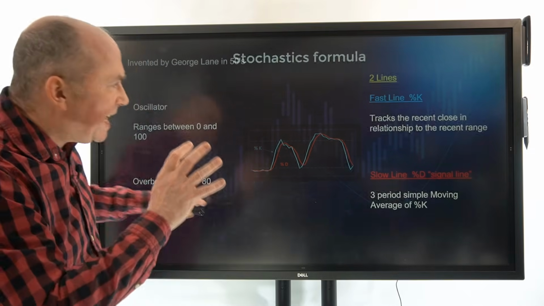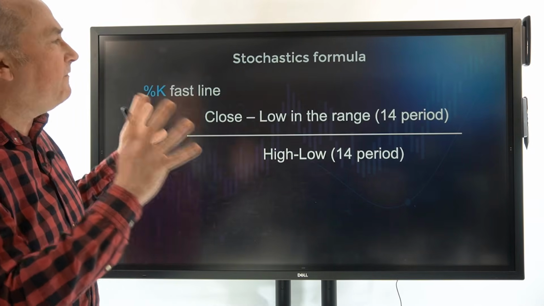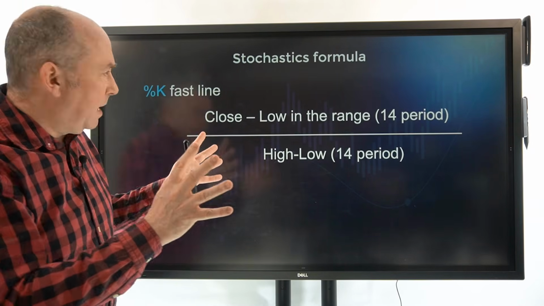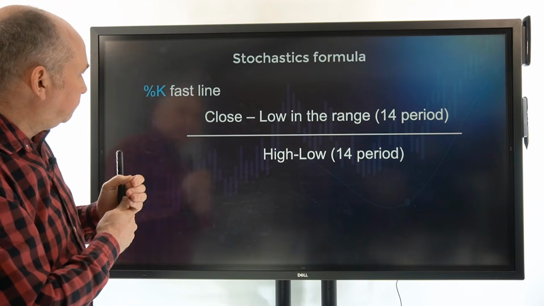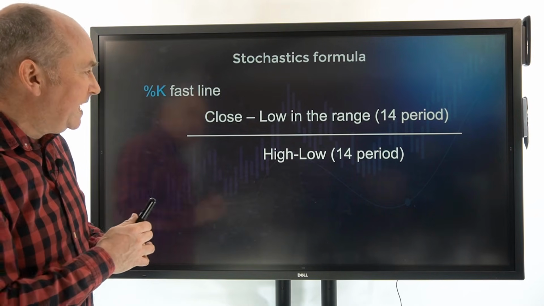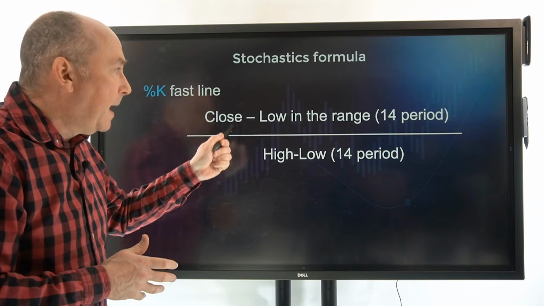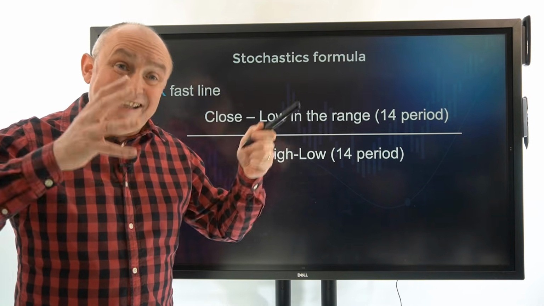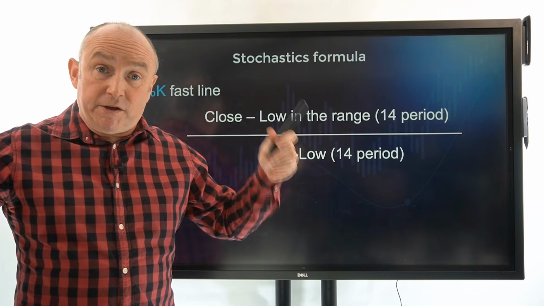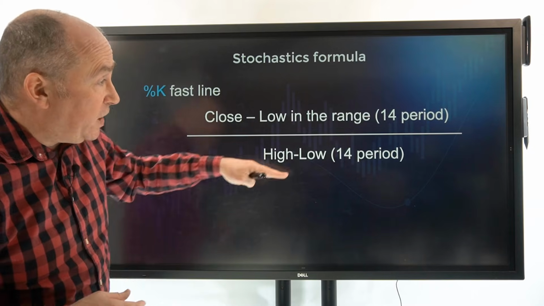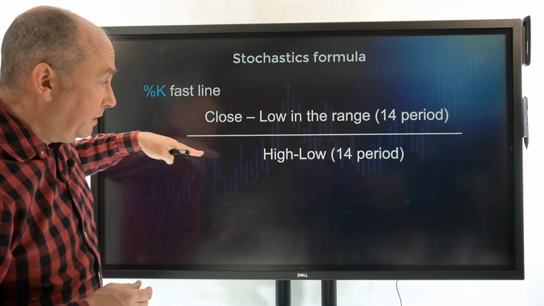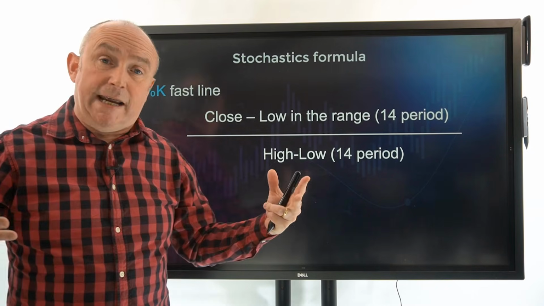Now, I don't want to go too much into the details, but this is the formula that Lane came up with in the late 50s. The fast line, the K line, is the closing price minus the low in the last 14 periods, divided by the high minus the low over the same period.